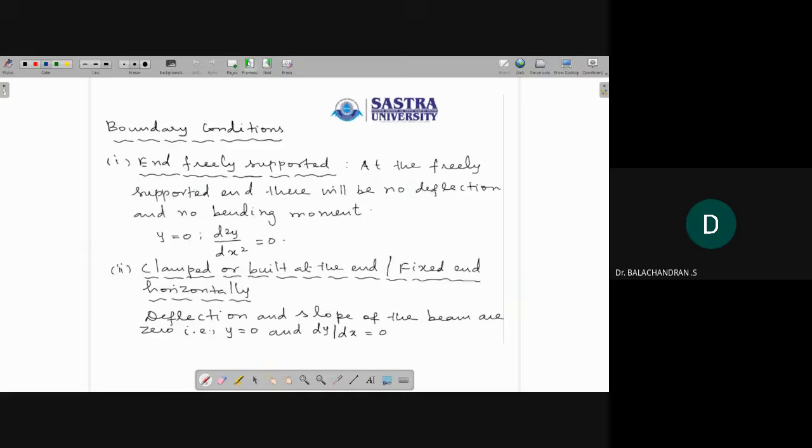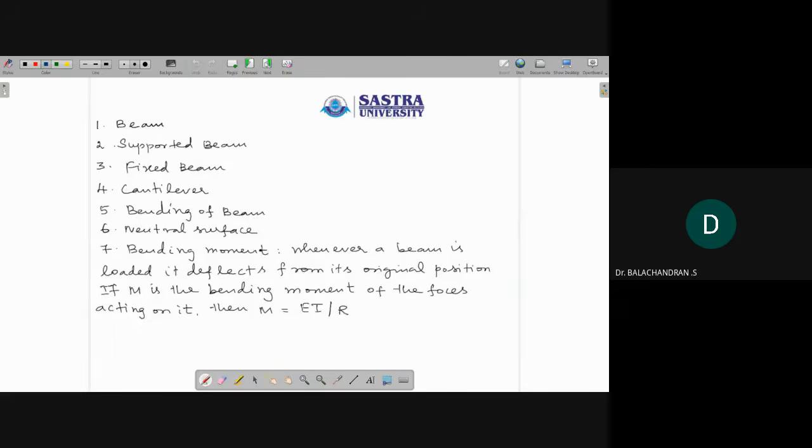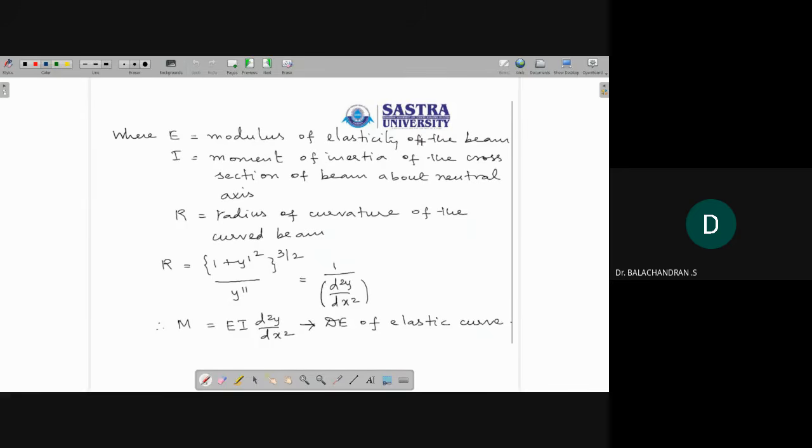EI, yesterday I gave. E is what? E is the modulus of elasticity of the beam. I is the moment of inertia of the cross section of the beam about the neutral axis.